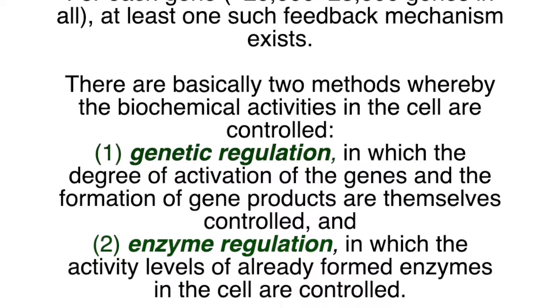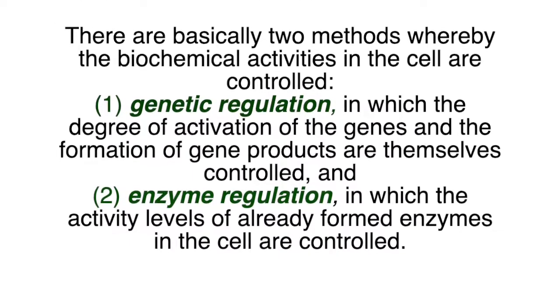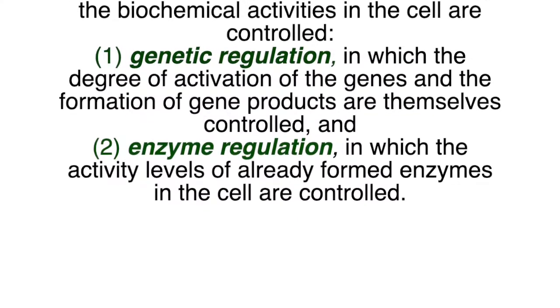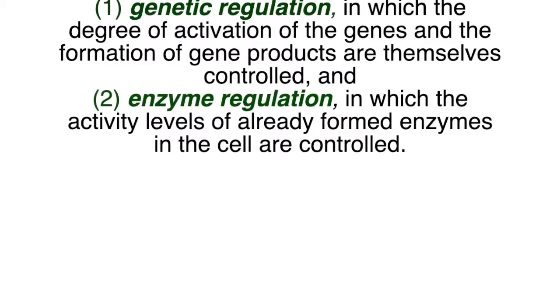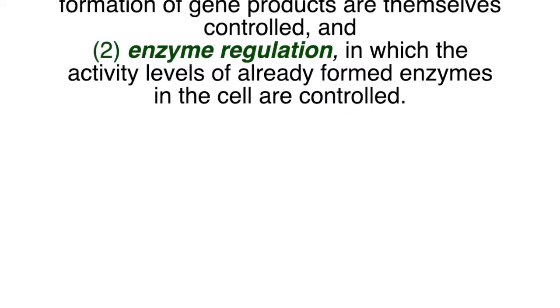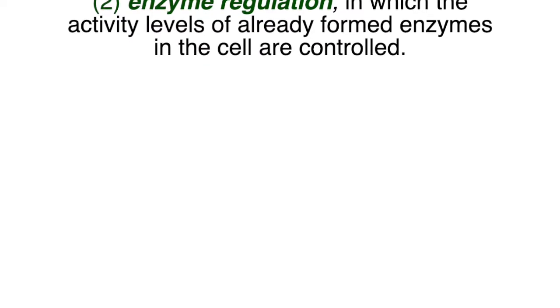There are basically two methods whereby the biochemical activities in the cell are controlled. One, genetic regulation, in which the degree of activation of the genes and the formation of gene products are themselves controlled. And two, enzyme regulation, in which activity levels of already formed enzymes in the cell are controlled.